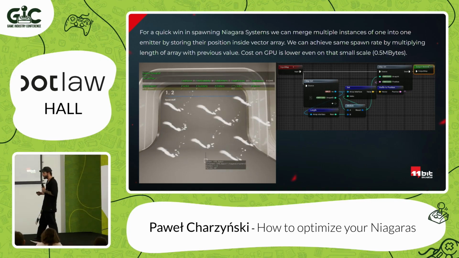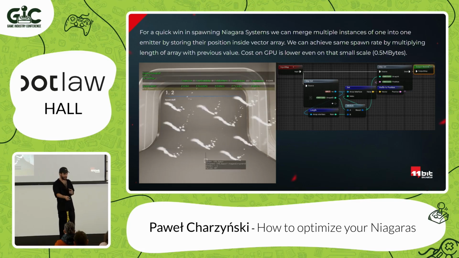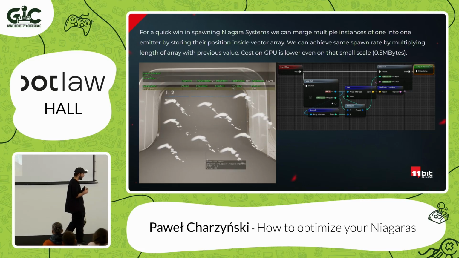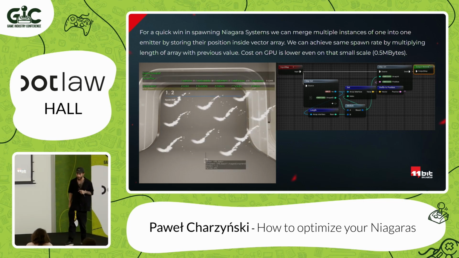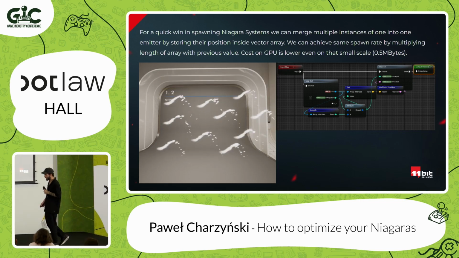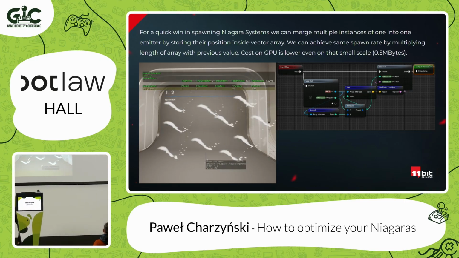We don't have to spawn a Niagara system for each chimney. We can just optimize it in a different way. We use what we call emission points, and we just get the whole... Sorry.